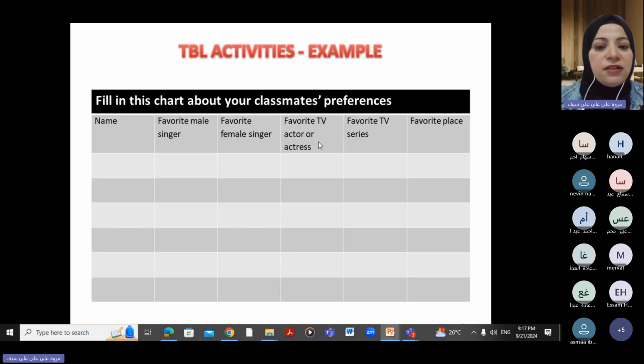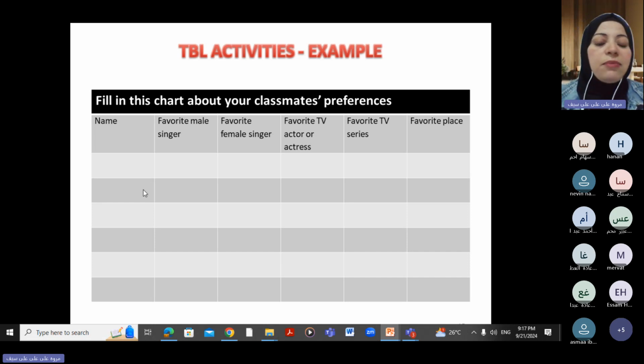Example of TBL activity, here is one. I can ask the students to fill in this chart about their classmates' preferences. Okay, so they work in groups and they have this chart or this table. They have to fill in about their group. Every group is going to fill in this schedule or this chart, for example, the name, the favorite male singer, the favorite female singer, the favorite TV actor or actress, the favorite TV series, the favorite place to go, or their dream place, for example.